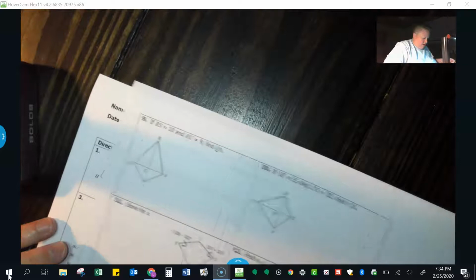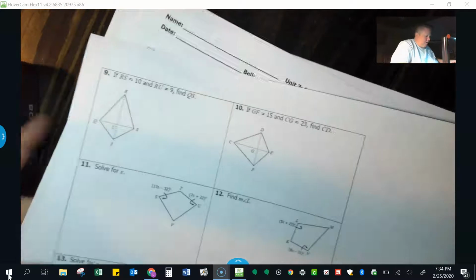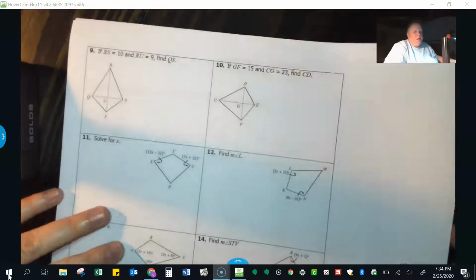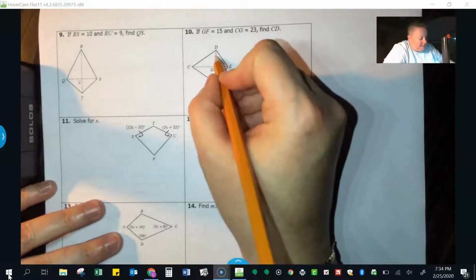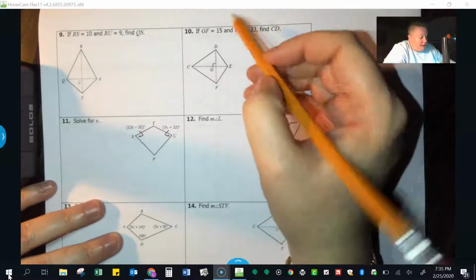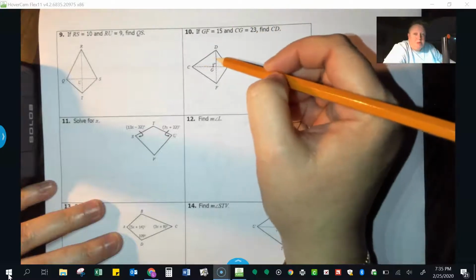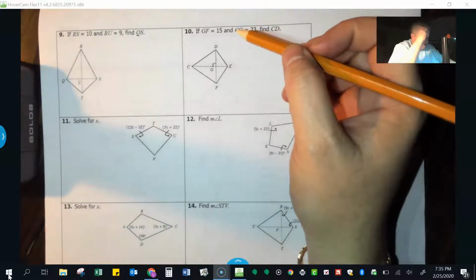I want to come to where they give us side measures. I don't see any of those. My paper prints out weird. When they give you side measures and they ask you to find missing side lengths, keep in mind that this is a right triangle, okay? And you're going to do a squared plus b squared equals c squared. You're going to use the Pythagorean theorem, okay?